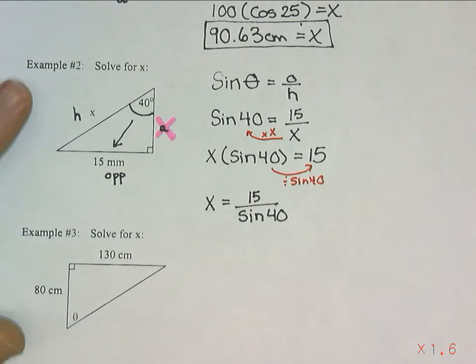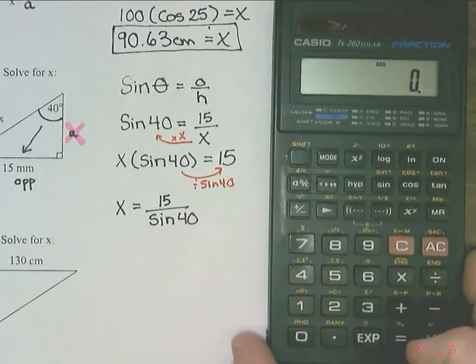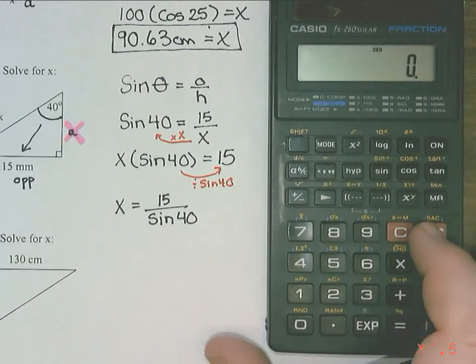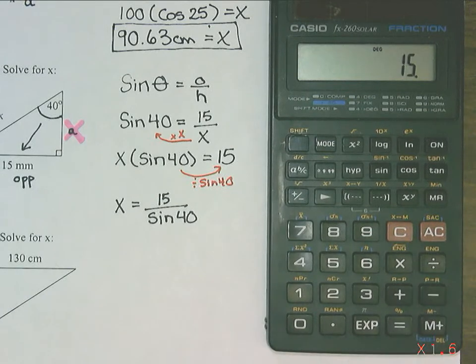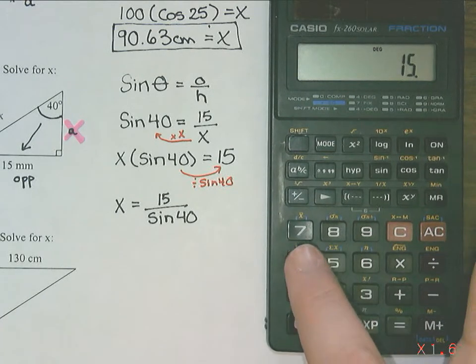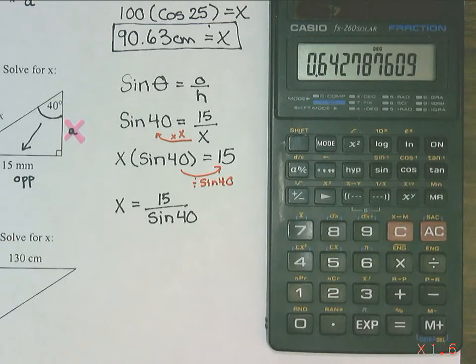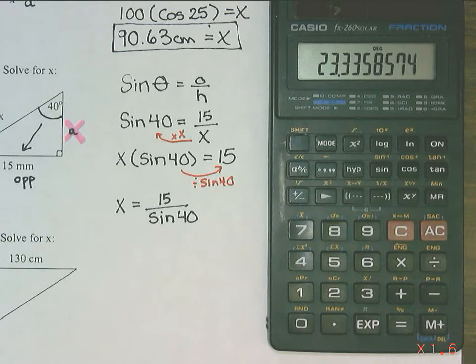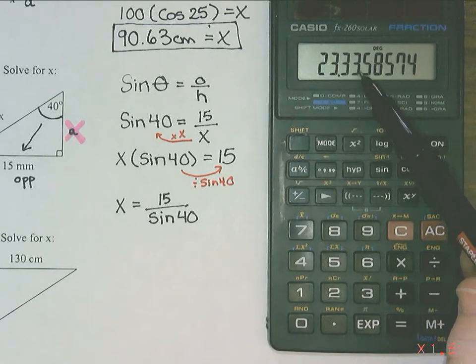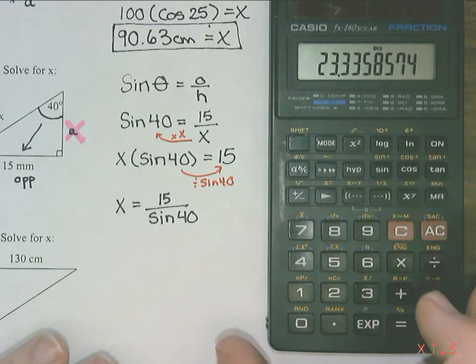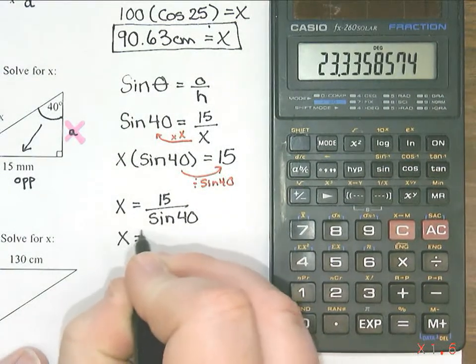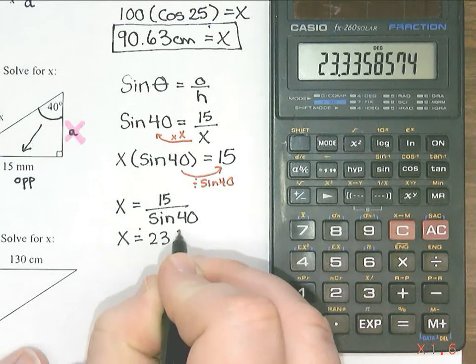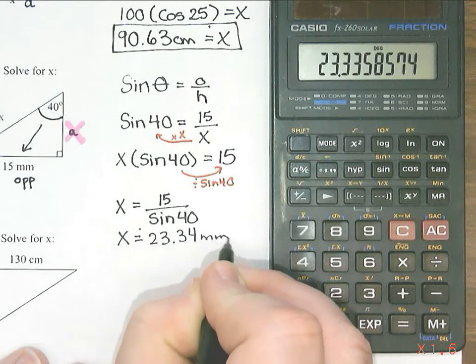To evaluate that on a calculator where you do not see what you type in on the screen, I would start by entering 15 divided by, and then instead of sine 40, we put 40 and then press sine. That is sine of 40, so I need to press equals to get my final answer of 23.34. That 5 is going to push that up to a 4, so 23.34. So x equals approximately 23.34 millimeters.